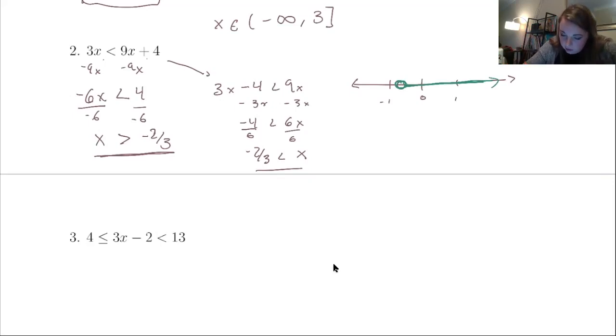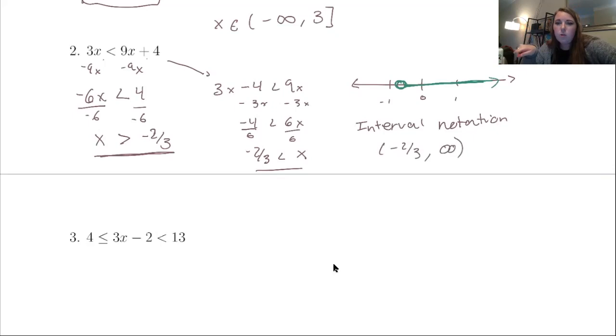All right. And how would I write this in interval notation? That x is greater than -2/3. -2/3, comma, infinity. And neither of those have brackets, right? So only open brackets, so parentheses. Remember, infinity and negative infinity will never have brackets on them. Alrighty.